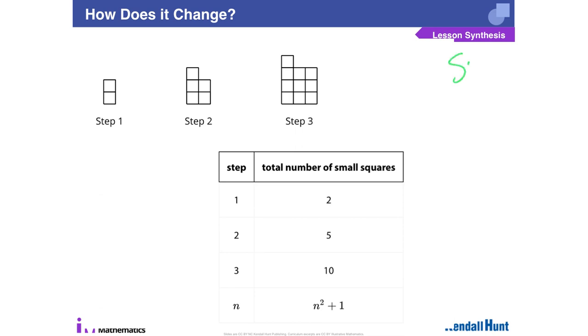In your lesson summary, you have this pattern along with this table. And again, we're just showing you how we come up with this n squared plus 1 rule for this pattern. Well, in this one, I see a square that is 3 by 3, which is my step number n, so n times n, which is n squared. And then I'm always adding in that 1 square right there every time. So I have a square, n times n, which is n squared, and then plus 1.